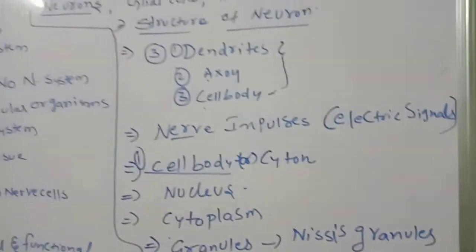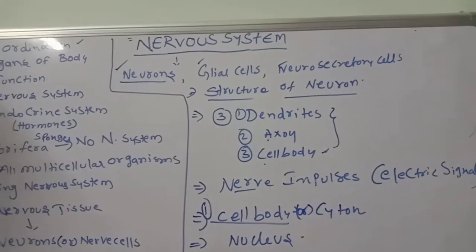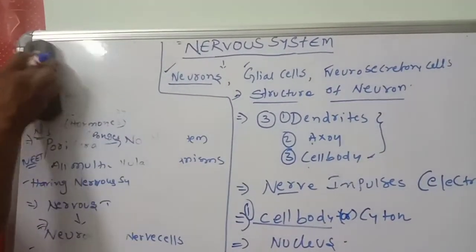Okay, the next part of the neuron is the dendrites.